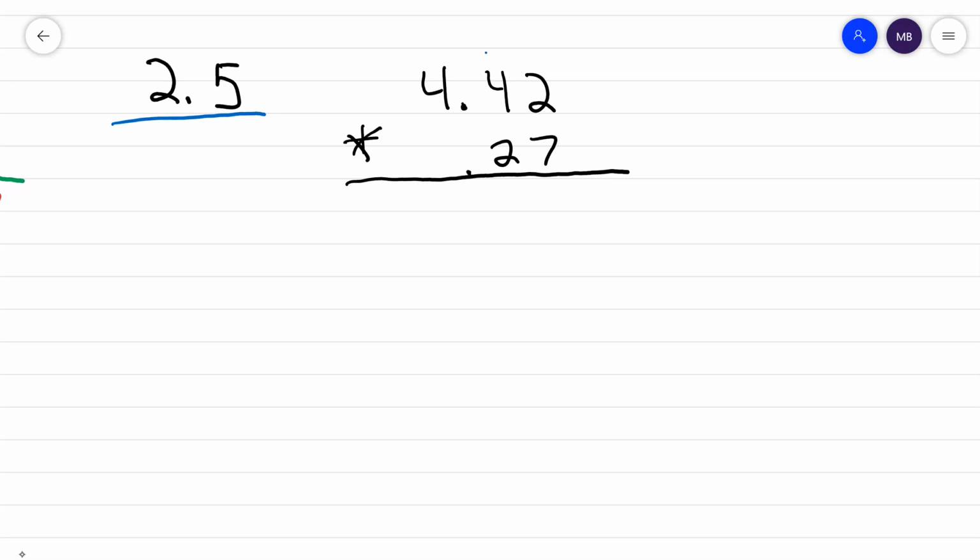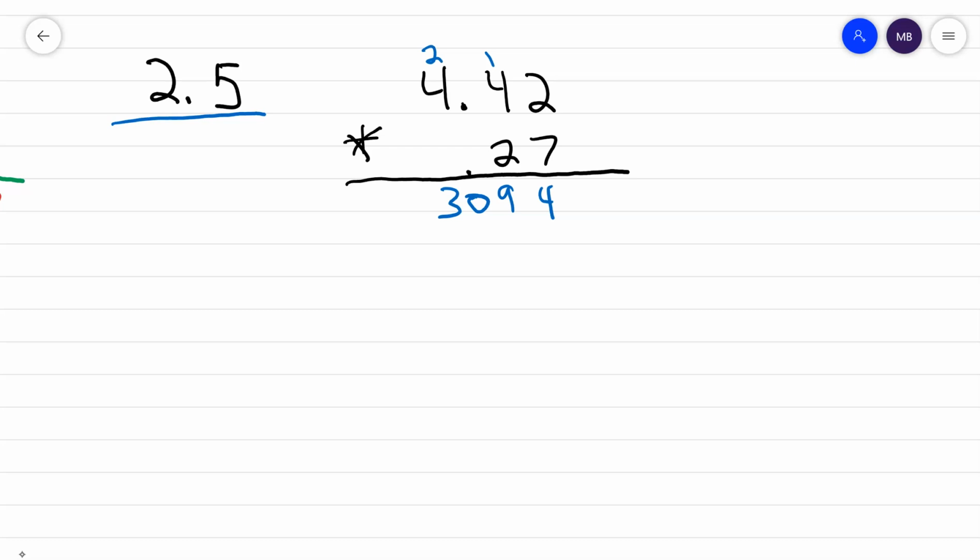2 times 7 is 14. 4 times 7 is 28, plus 1 is 29. And 7 times 4 is 28, plus 2 is 30. So you see, I'm not even worried. I should have these lined up, but I'm not worried because I'm going to count the decimals at the end.